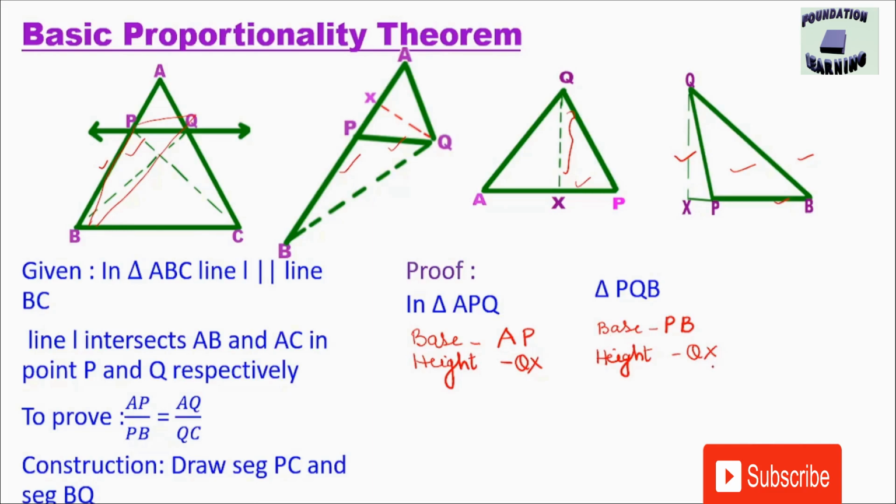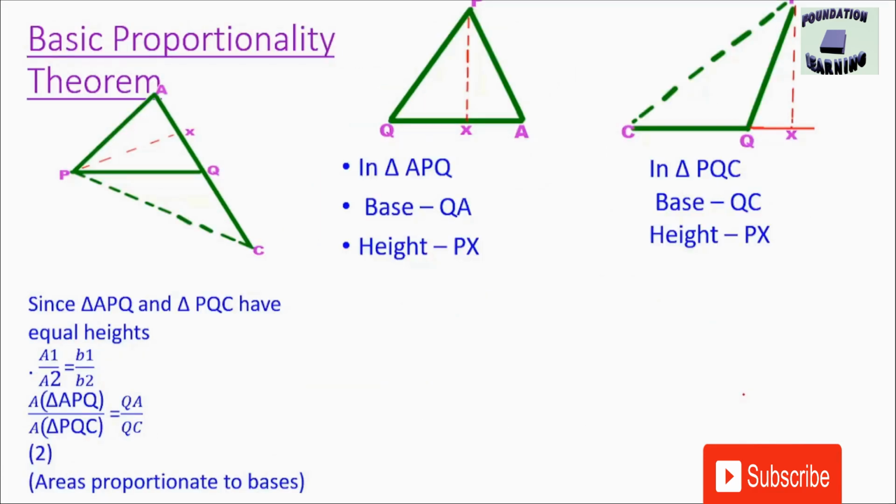Now what can we say about this? Here you can see that the height for both the triangles is equal. Therefore we will take A1 upon A2, which is equal to B1 upon B2. What is B1? B1 is the base of the first triangle, which is AP, and B2 is the base of the second triangle, which is PB. Now we will keep this as the first part. We have to take other triangles also, and then we will draw the conclusion about the basic proportionality theorem.